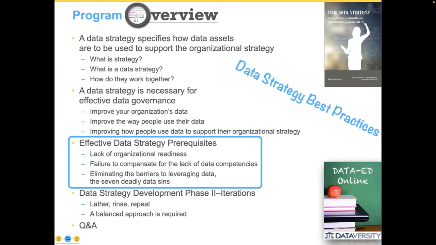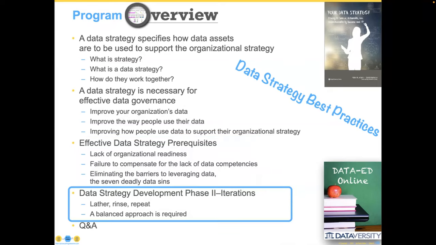So let's go back to strategy here. Again, we've talked about the lack of organizational readiness. Just imagine you're at the top of a ski slope and somebody says, well, you've never skied before, but don't worry, we've got the trail all smooth and here's some great technology that'll help you. It's probably not going to be a good outcome. The technology is not going to compensate for the lack of competencies that we really do need to have from a data strategy, and also people that can implement that strategy in support of the organization. And we took a look at those seven deadly data sins to see how problematic they are for your specific environment.